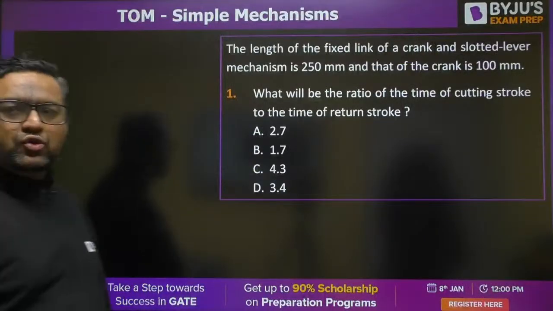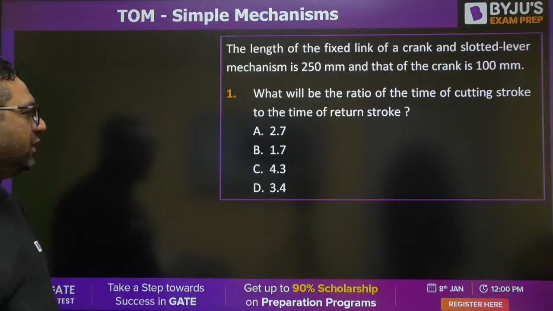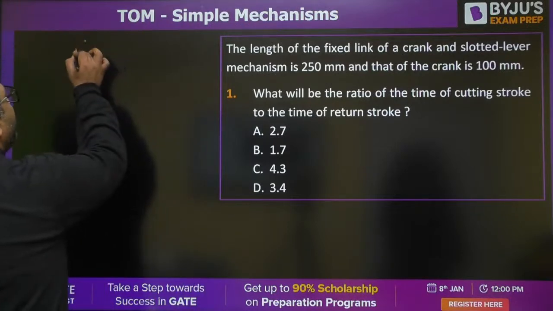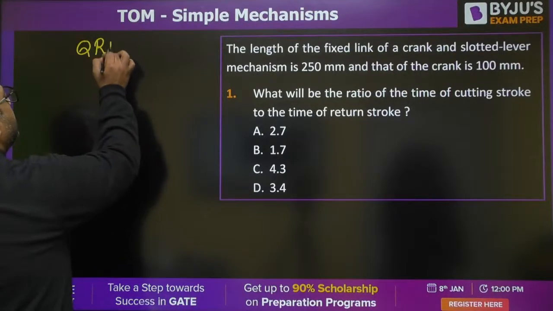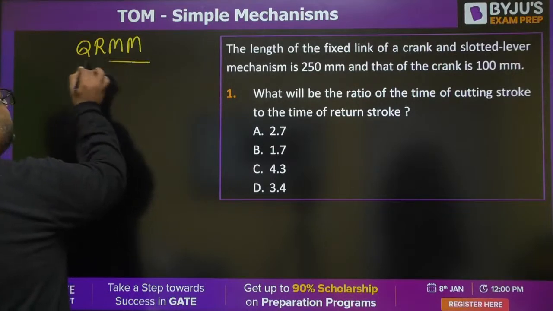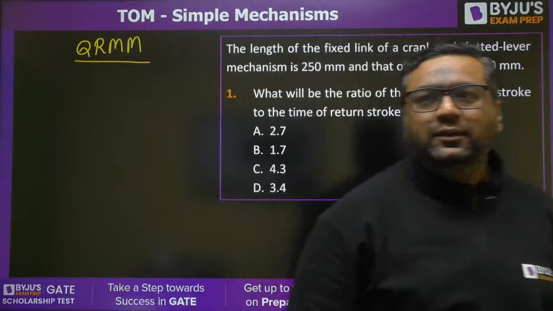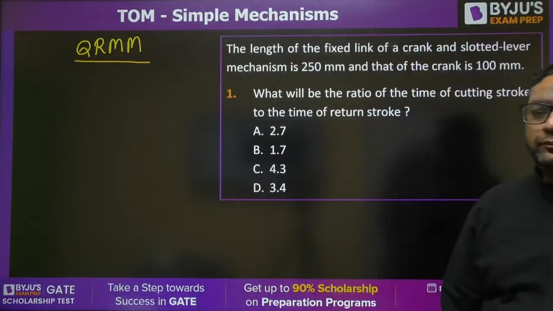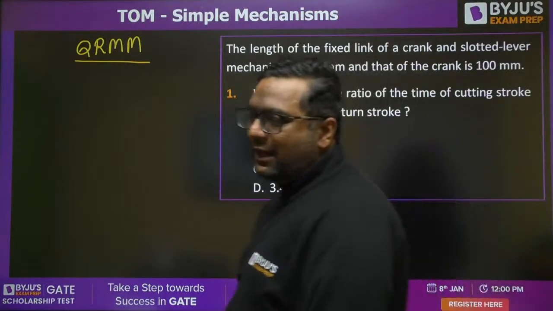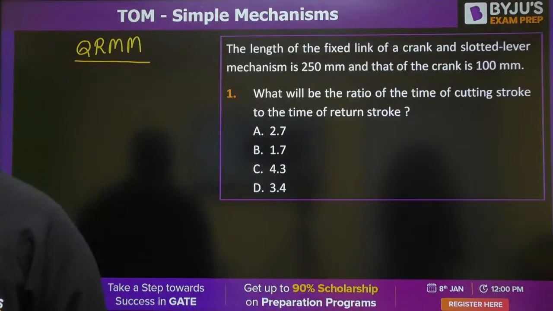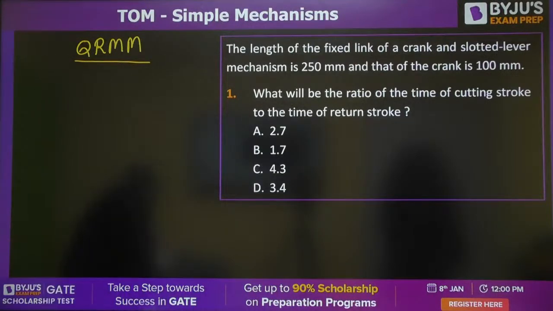So this is the first question. This is from the quick return motion mechanism, the crank and slotted lever quick return motion mechanism. This is a very important question, guys. Just try to solve it and give the answer. I'm waiting for your response. Just solve it, guys.